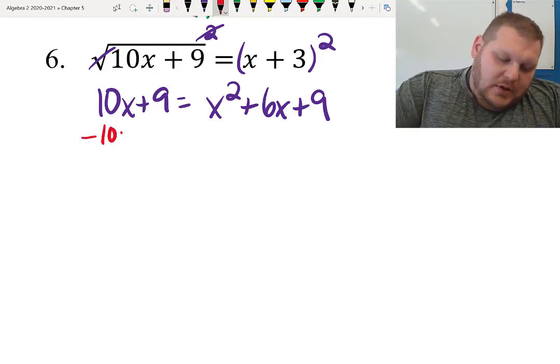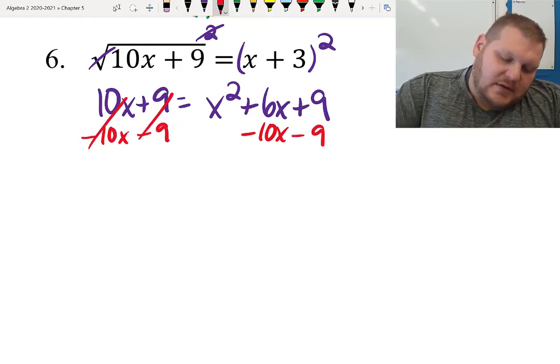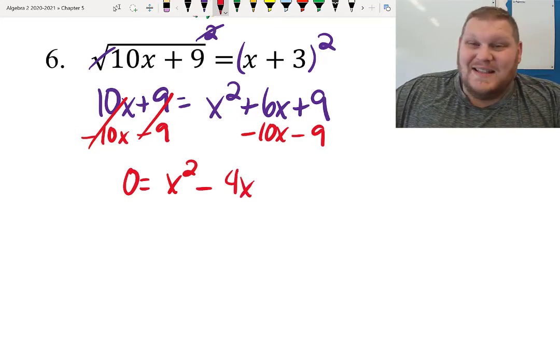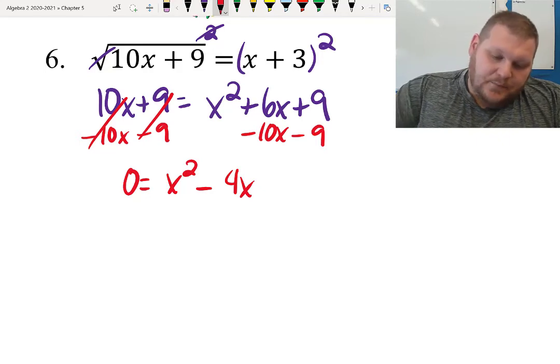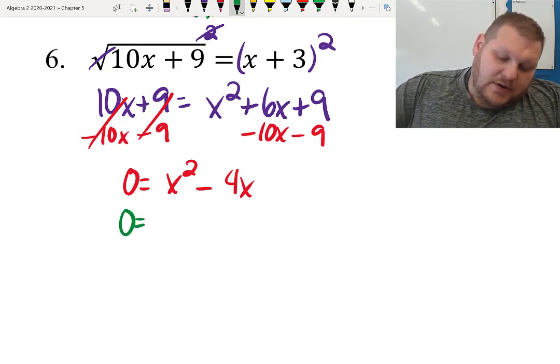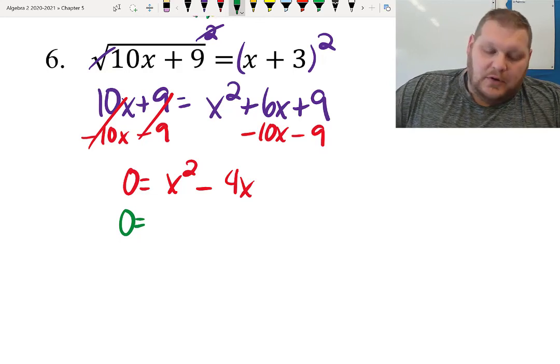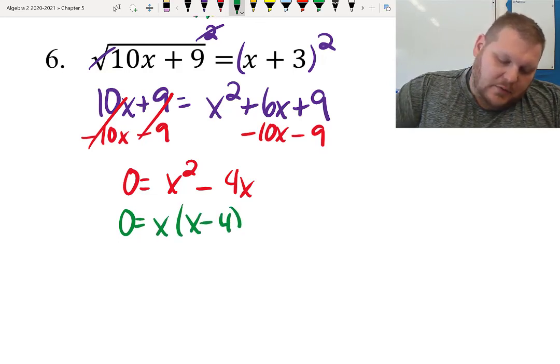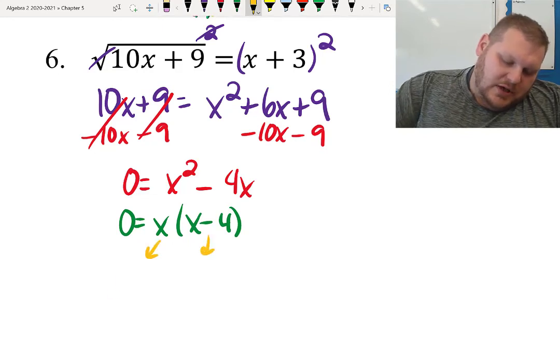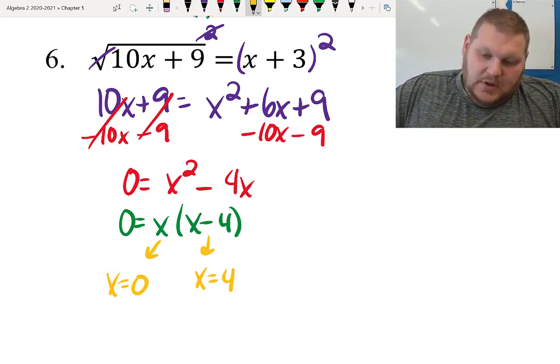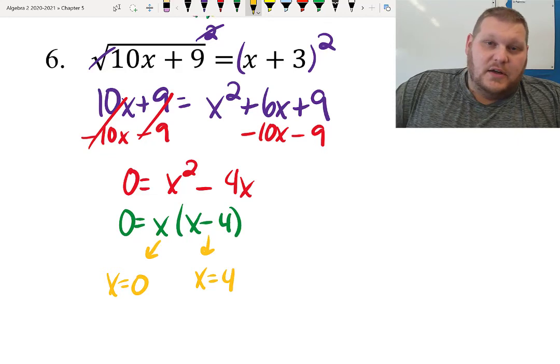So from here, subtracting 10x from both sides, subtracting 9 from both sides, gives me 0 equals x squared minus 4x. And that's it, actually, because my 9 and my negative 9 cancel out. So that's nice because now I can just GCF. X squared and negative 4x have an x in common, leaving me with x minus 4. So my 2 solutions should be 0 and 4.